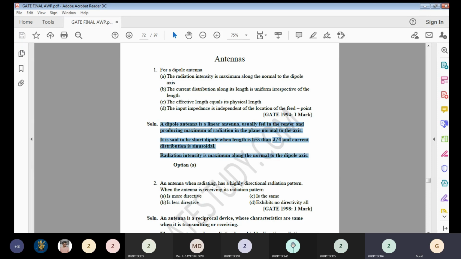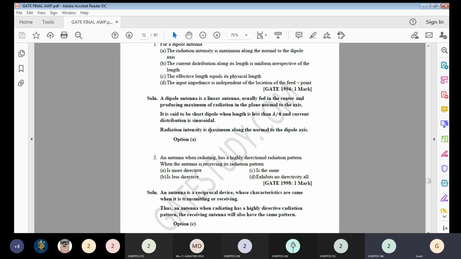When length is exactly equal to lambda by 4, it's going to be called as ordinary dipole. Apart from that, we have one more dipole called Hertzian dipole. That's going to be called as Hertzian dipole antenna. Radiation intensity is maximum along the normal. This is our main point. Keep this point in mind. Radiation intensity is maximum along the normal to the dipole axis. So option A is going to be correct. This is one of the GATE questions they asked in 1994.